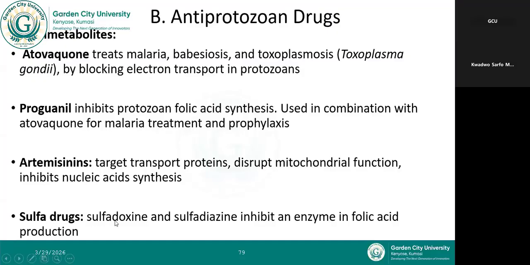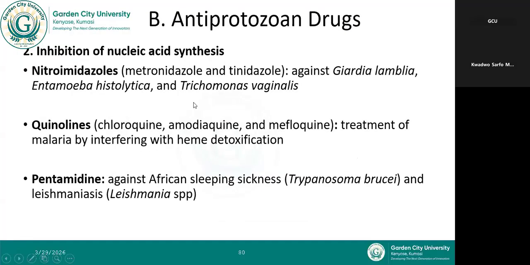Then we have the sulfur drugs, the sulfadoxine, the sulfadiazine. So they combine this with the pyrimethamine for prophylaxis among the pregnant women. These also inhibit folic acid production. But unlike the proguanil, the sulfur drugs stay longer within the system compared to the proguanil. That's why they are preferred in pregnant mothers for protection. So we have those that also inhibit the synthesis of DNA and RNA.